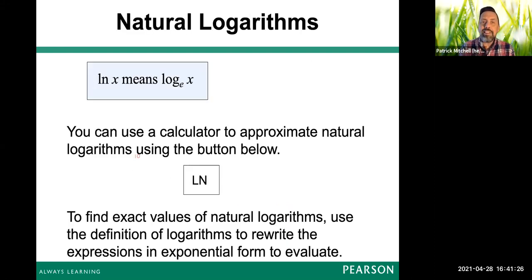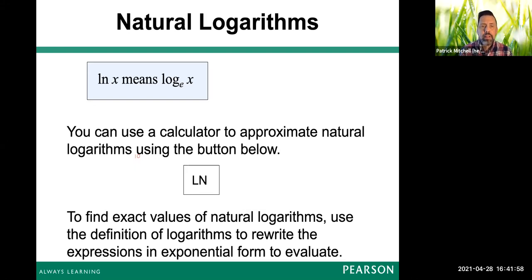All right, that brings us to natural logarithms. Natural logarithms are the ones that tend to work the best in calculus. You're going to be using these in calculus more than any other kind of logarithm. So the notation ln means natural logarithm, which is log base e of x. And again, you can use a calculator to approximate natural logarithms using the ln button. I'll show you that in a minute.